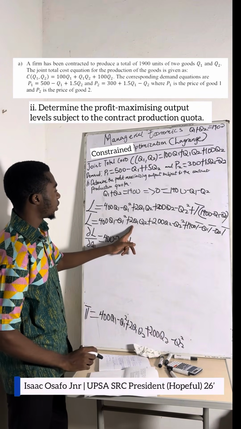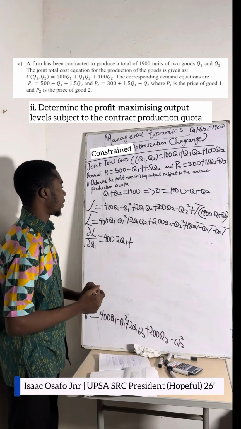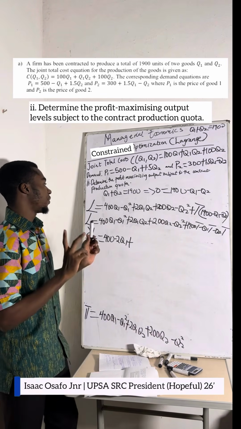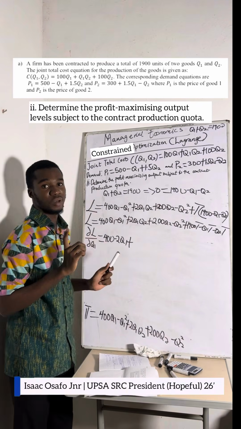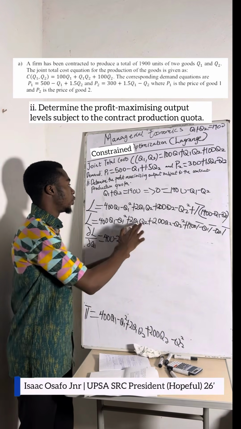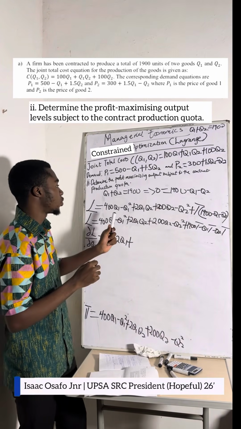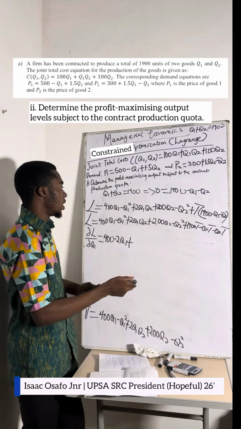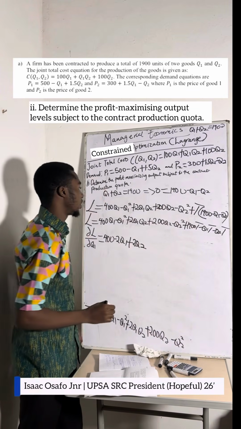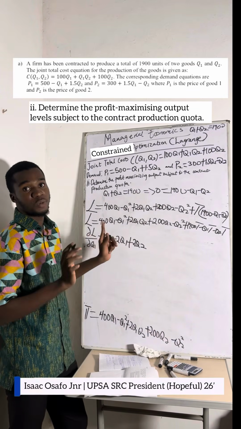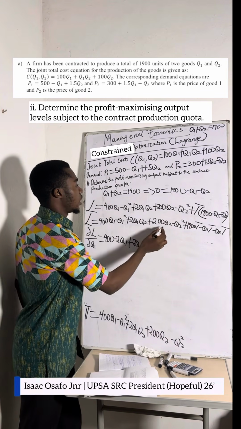Then plus 2 Q1 Q2. We are differentiating with respect to Q1. If Q1 is multiplying Q2, put that in your head, you are going to assume that Q1 is 1. So you are going to get 2 times 1 times Q2, you are going to get 2 Q2. Just assume that the Q1 is 1 when it's multiplying. That's all. Then plus 200 Q2.